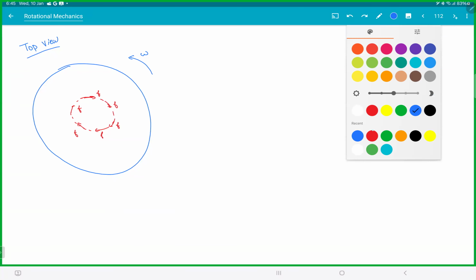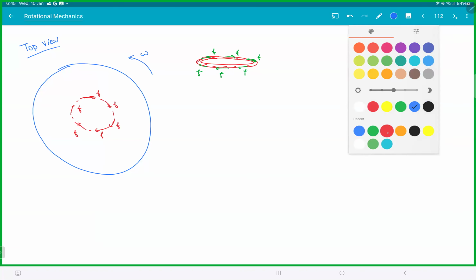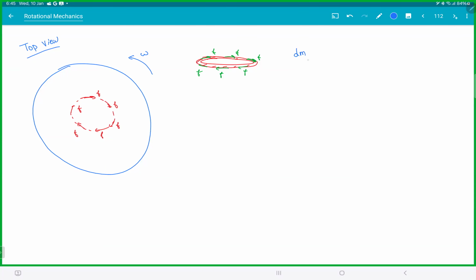So I will take a small ring. On this small ring, the friction will be F, like this in a circle. So the mass of this ring dm will be total mass by total area of the disk into the area of this ring, 2 pi x dx. So take a ring at a distance x and thickness dx.